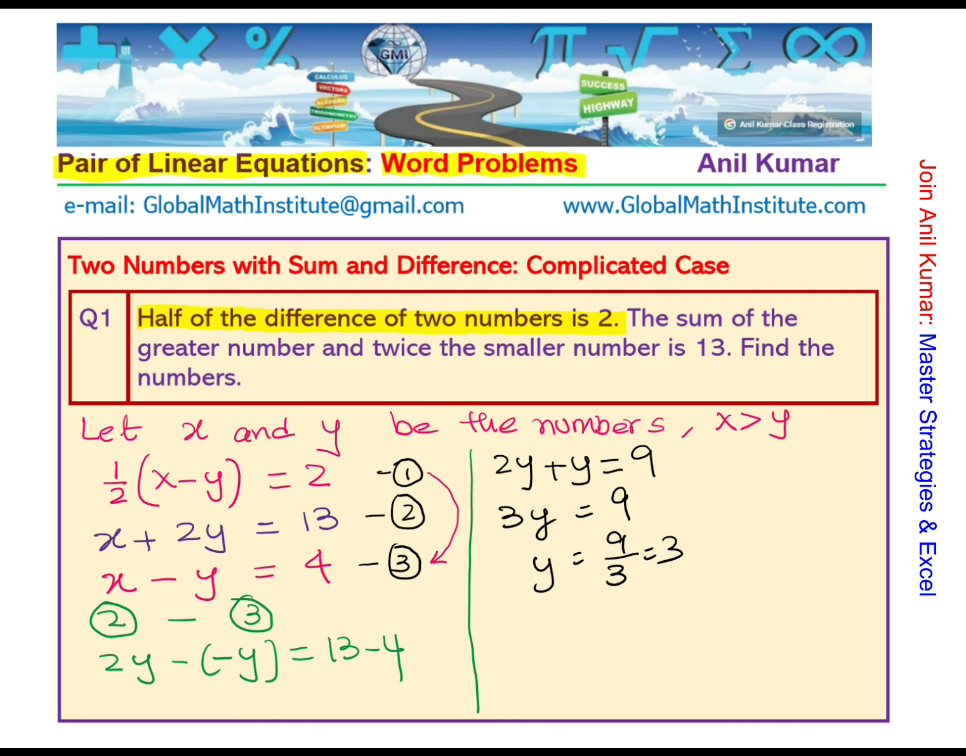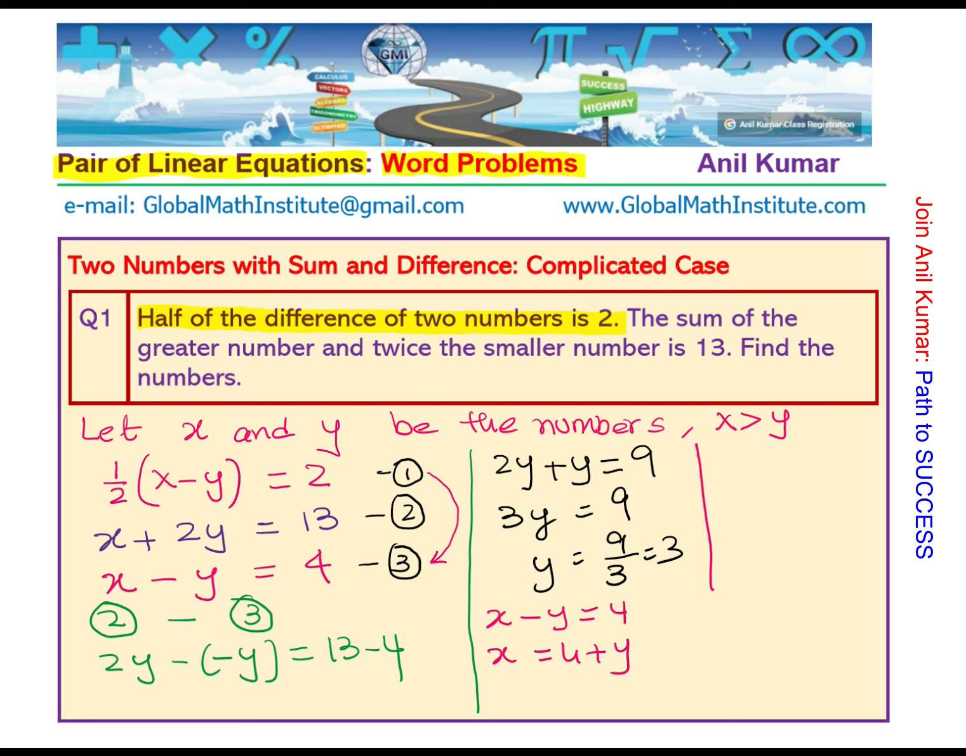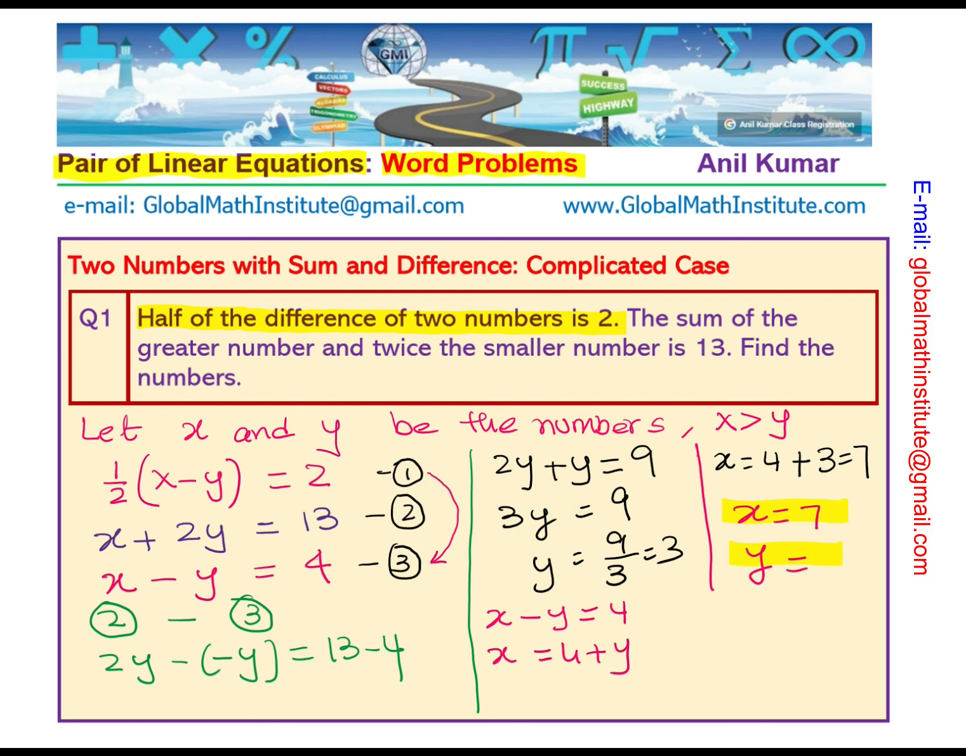So you can now use any one of these equations to find the value of x, right? So we know that x minus y is 4, right? So that means x is basically 4 plus y, correct? So we can find what x is. Makes sense? So x is equal to 4 plus the value of y, which is 3. So that gives us 7. So we get our answer. Our answers are x is equal to 7, y is equal to 3.